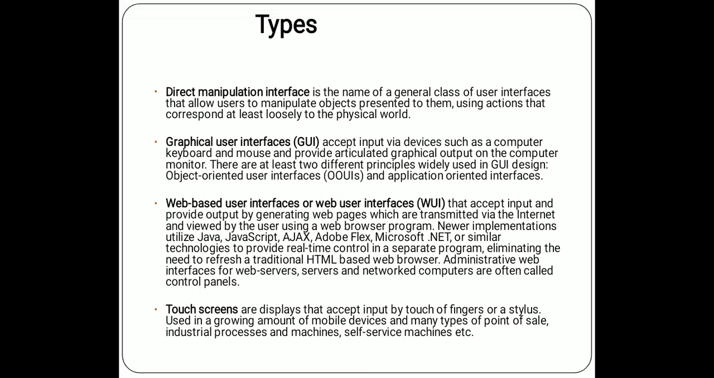First one is the direct manipulation interface. So using the DMI, we can manipulate the object in the physical world. GUI, that is graphical user interface, accepts the inputs and provides the output on the monitor. You have two GUI designs. First is the object oriented user interface, the application oriented interface.